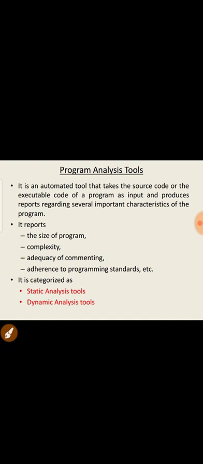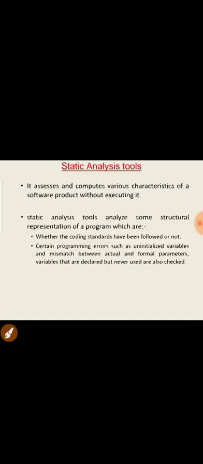Program analysis tools are basically characterized as static analysis tools and dynamic analysis tools. First of all, we will see what is meant by static analysis tools. Static analysis tools assess and compute various characteristics of a software product without executing it. So what do static analysis tools do? They take a program or executable code as input and produce the output without executing it.